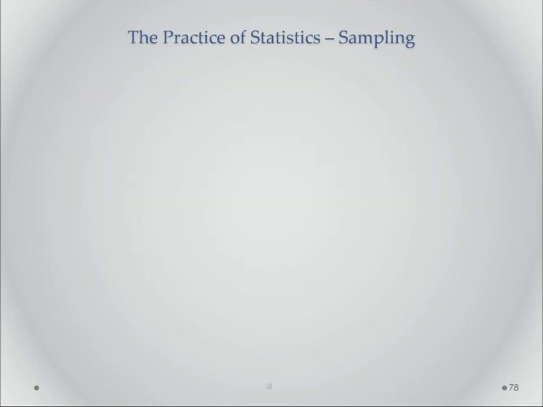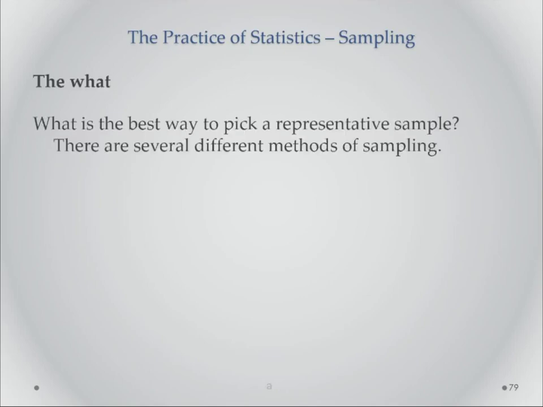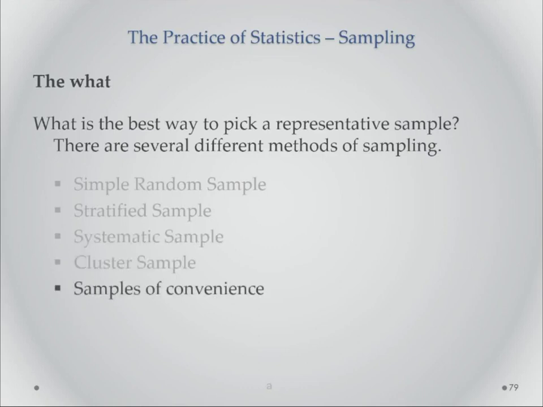So what's the best way to pick a sample that represents the population? There are several ways to do that. There's what we call a simple random sample. I'm going to go high level first: here's what they're called, and then we'll get into the details. Then we have a stratified sample, a systematic sample, a cluster sample, and samples of convenience. These are in order of power, of how well they represent. The samples of convenience is the worst one. Simple random samples are probably your best one.